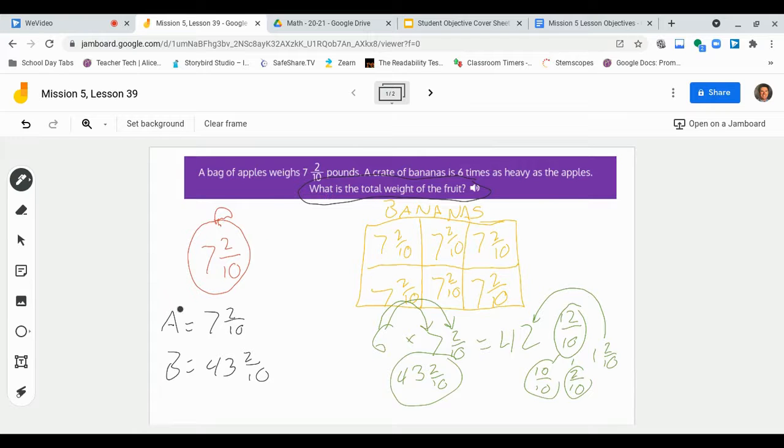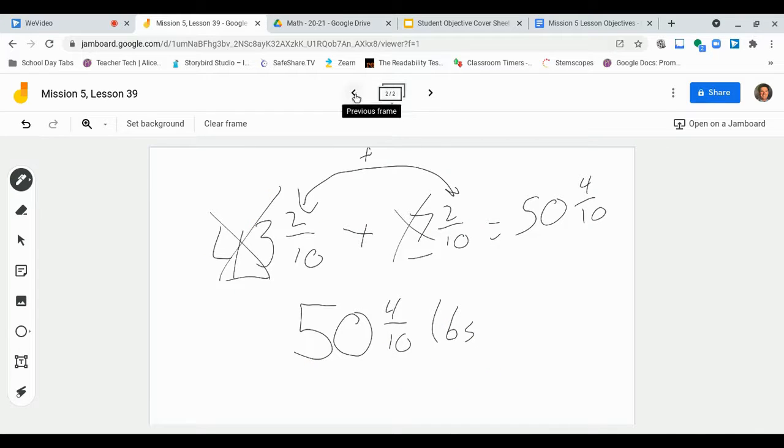All right. So I used the information as I read it. I drew it out. I made my labels here, and then I solved it. Again, always make sure when you're doing these that you are reading through it carefully and thinking about what it is actually asking for. It's going to take multiple steps. These problems are not just going to be like, hey, I do one equation, I'm done. You're going to have to do multiple steps. Like I had to do 6 times 7 and 2/10, and then I had to add that to the 7 and 2/10 of the apples. So that was at least 2 steps right there.